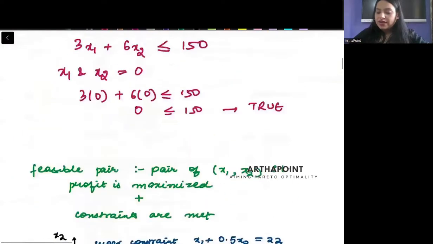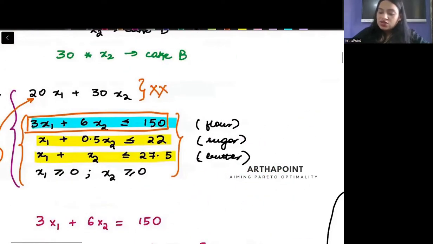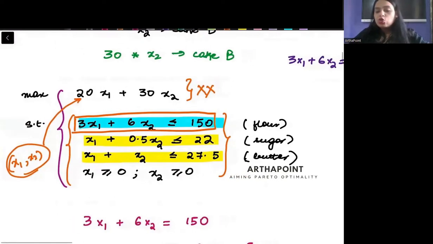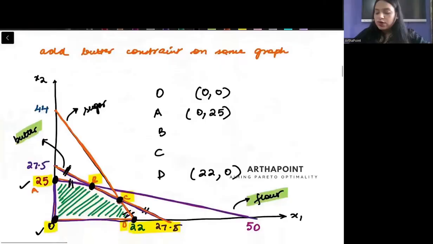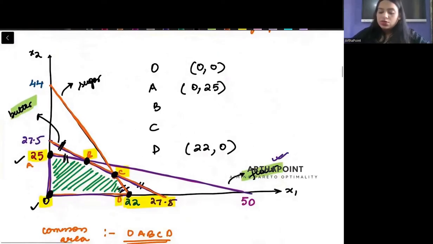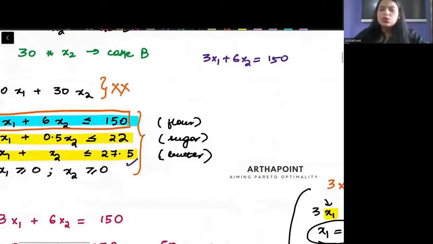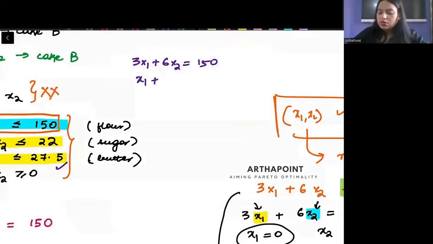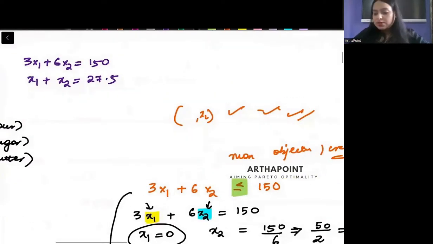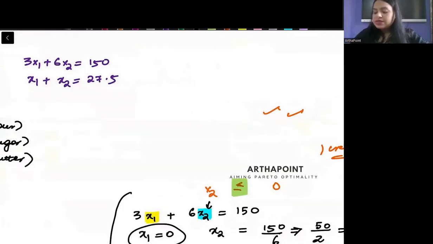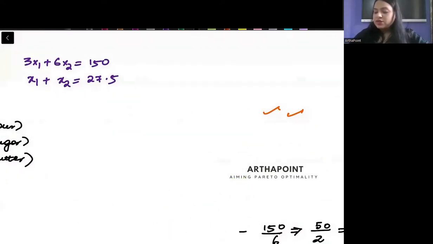So let us just go back into this. My flour constraint is 3x1 plus 6x2 is equal to 150. And I need to solve the flour constraint with the butter constraint. So my butter constraint is x1 plus x2 is equal to 27.5. These are the two constraints I have. Two equations, two variables. I can solve them simultaneously and get the value of x1 and x2.